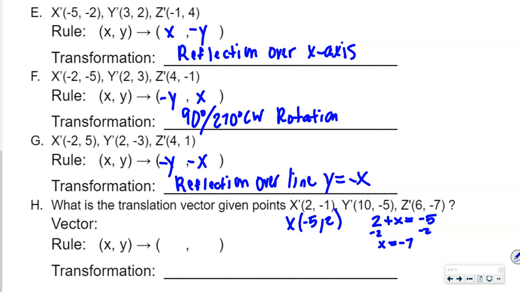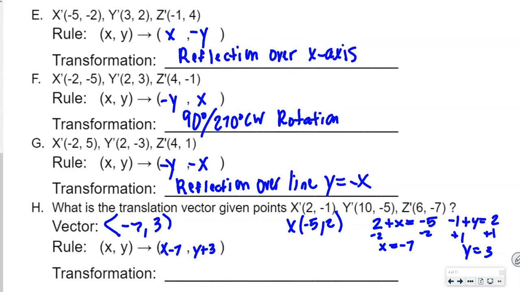And then we're going to do our y value as well. So we're going to do the same thing with y. So -1 plus y equals 2. So we're going to add 1 to both sides. So y is equal to 3. So what vector is that? That would be exactly those numbers. So the vector would be -7, 3. The rule would be x minus 7, y plus 3. So the transformation was 7 left and 3 up. Okay?